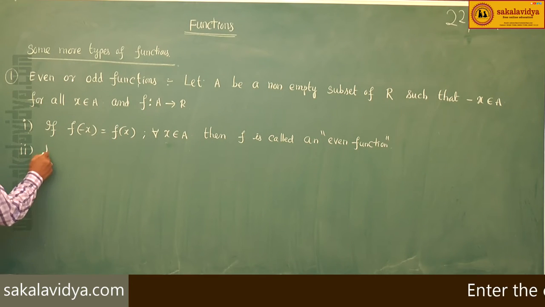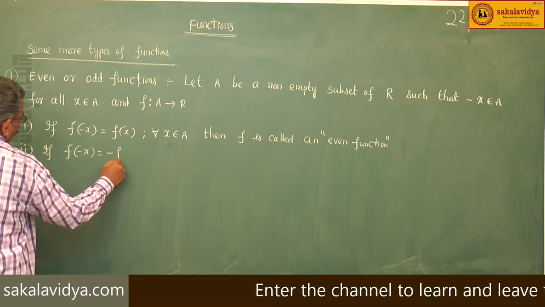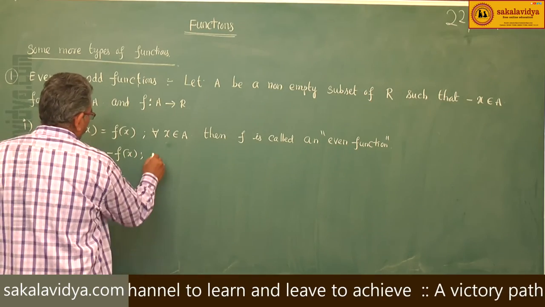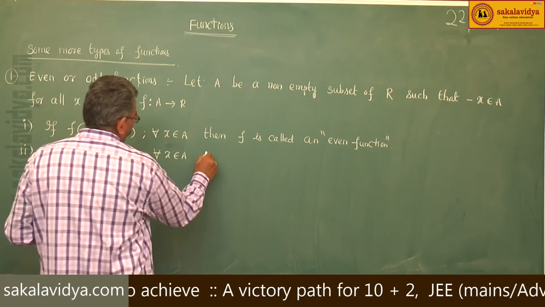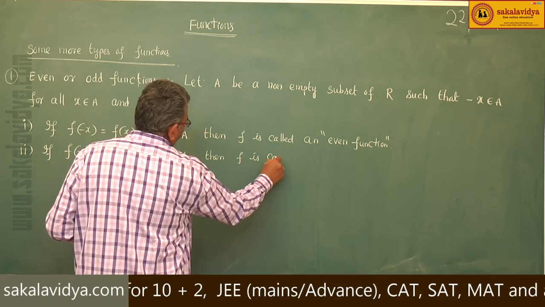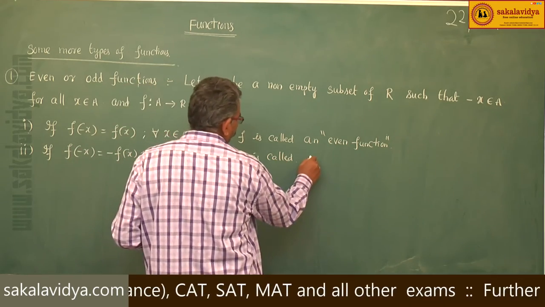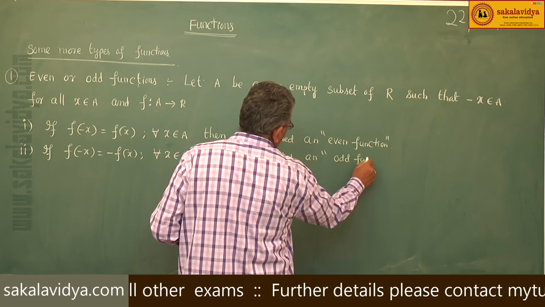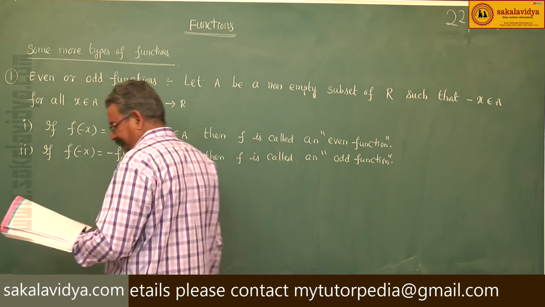Second, if f of minus x is equal to minus f of x for every x belongs to A, then f is called an odd function.